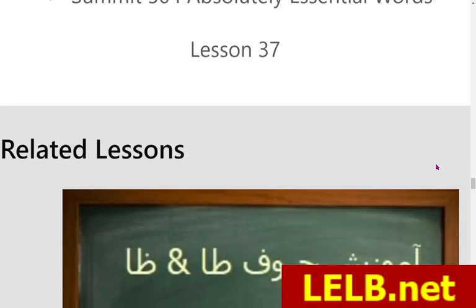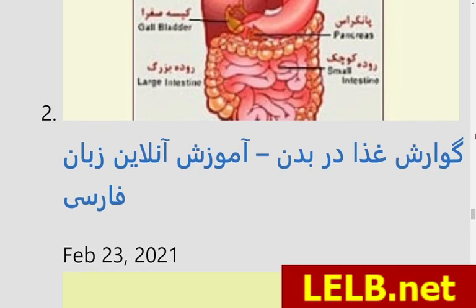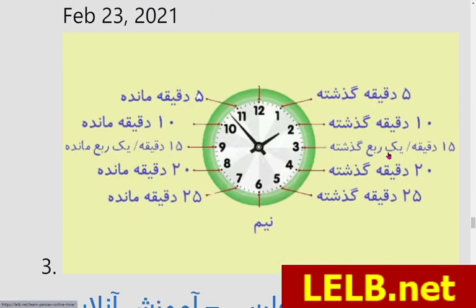Okay, so some related lessons. آموزش حروف تا و زا. If you want to learn how to read and write and know about the Persian alphabet, you can also click on this lesson, and there are other related lessons about the Persian alphabet, and also some lessons for learning Persian through scientific posts. This one, گوارش غذا در بدن. This is suitable for adolescents. And also how to tell the time, ساعت و زمان در فارسی.